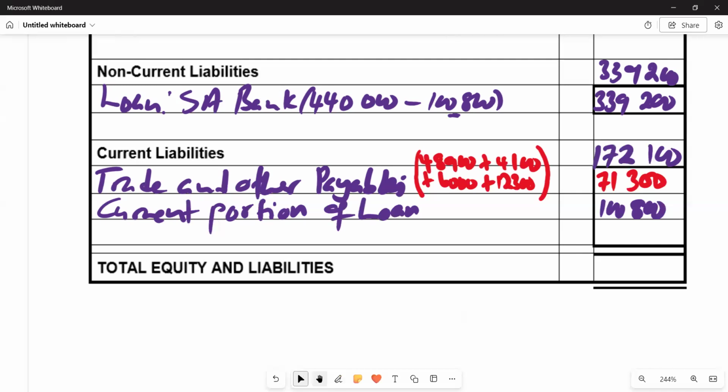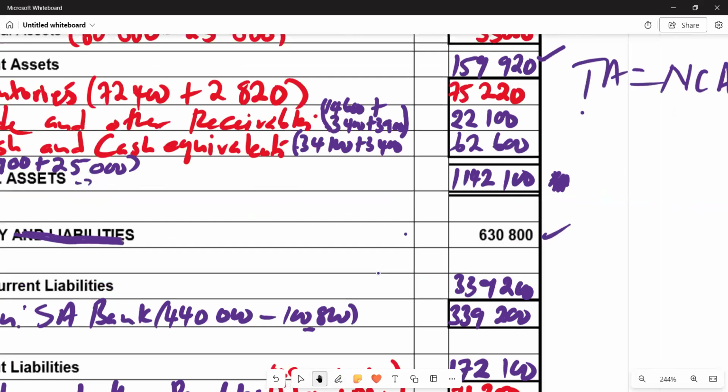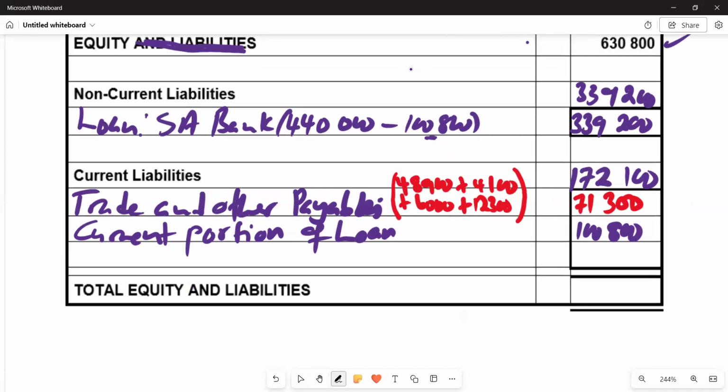So now we can get total equity and liabilities. Remember, we've got our equity balance that was pre-entered there, which is 630,800. Then from there, we add our non-current liabilities, which is 339,200, and then we add our current liabilities, 172,100. Then we get our total, which is supposed to be 1,142,100. So as simple as that.